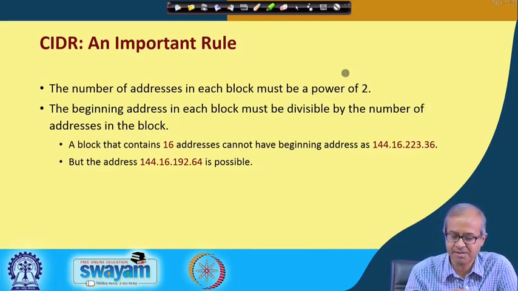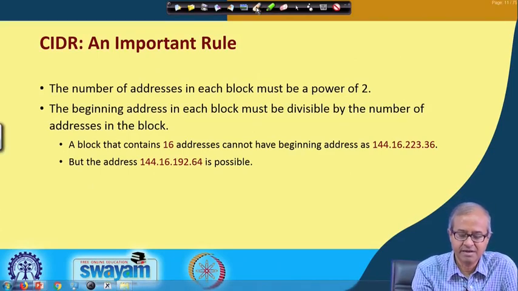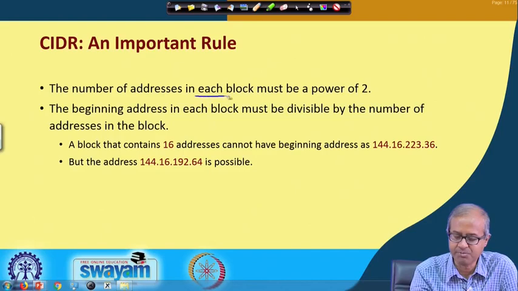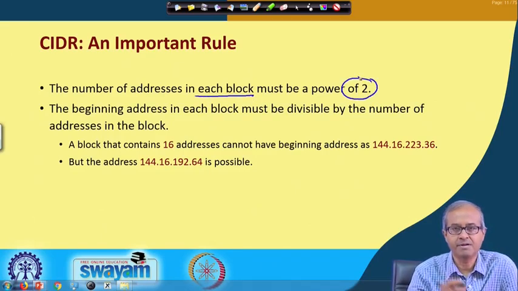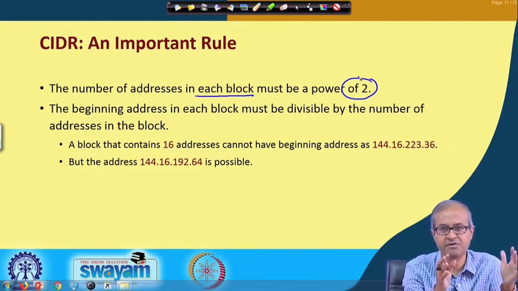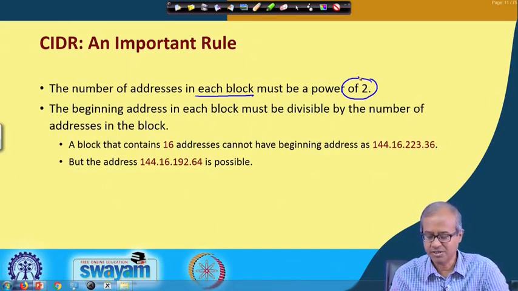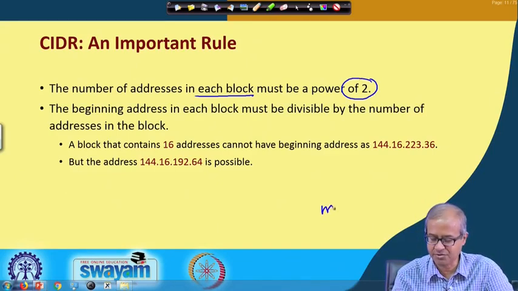Now, there are some constraints or rules that need to be followed here. The first rule is that in CIDR, the number of addresses in each block you are defining must be a power of 2, because you are using a certain number of bits for the network and a certain number of bits for the host. Suppose you are using m bits for the host. So, the number of hosts will obviously be 2 to the power m. So, it is some power of 2.